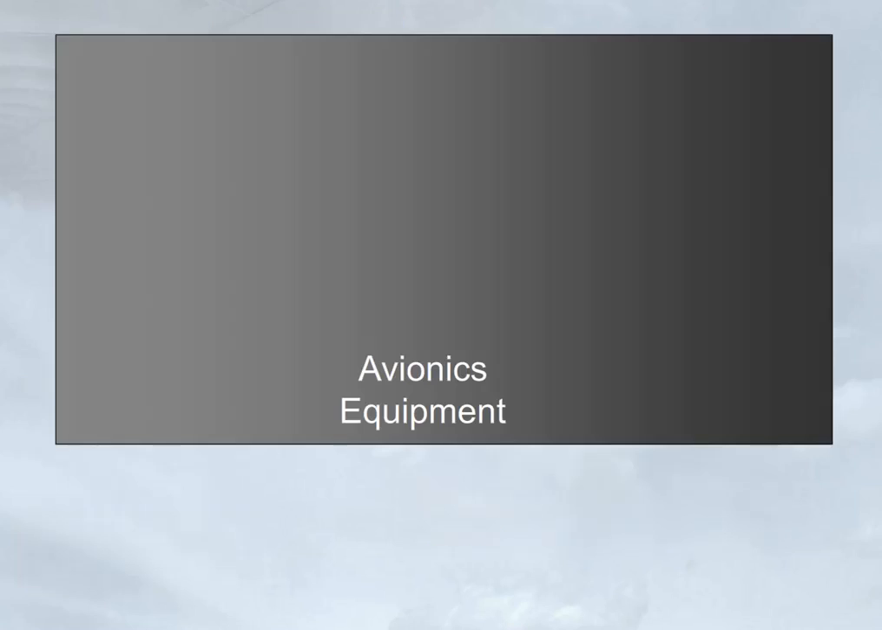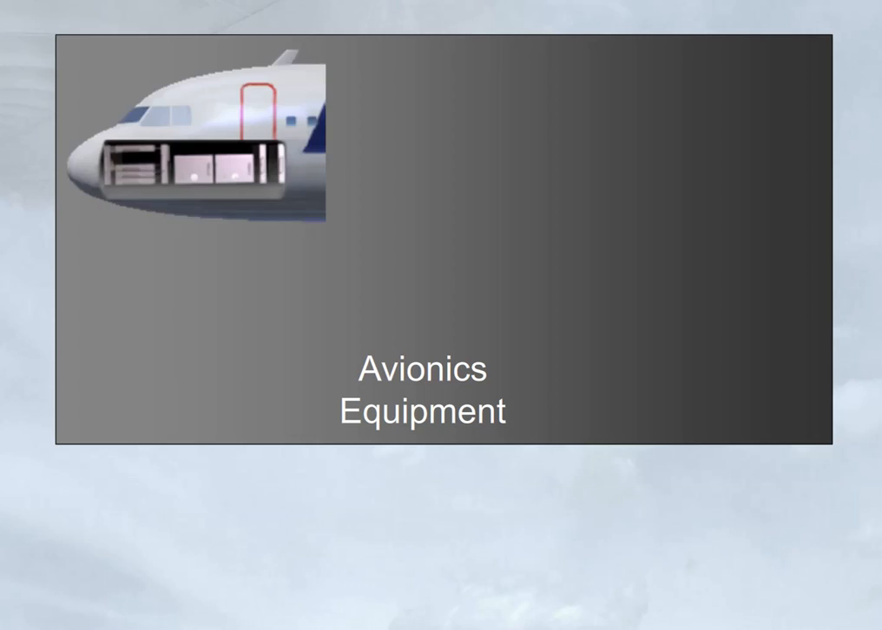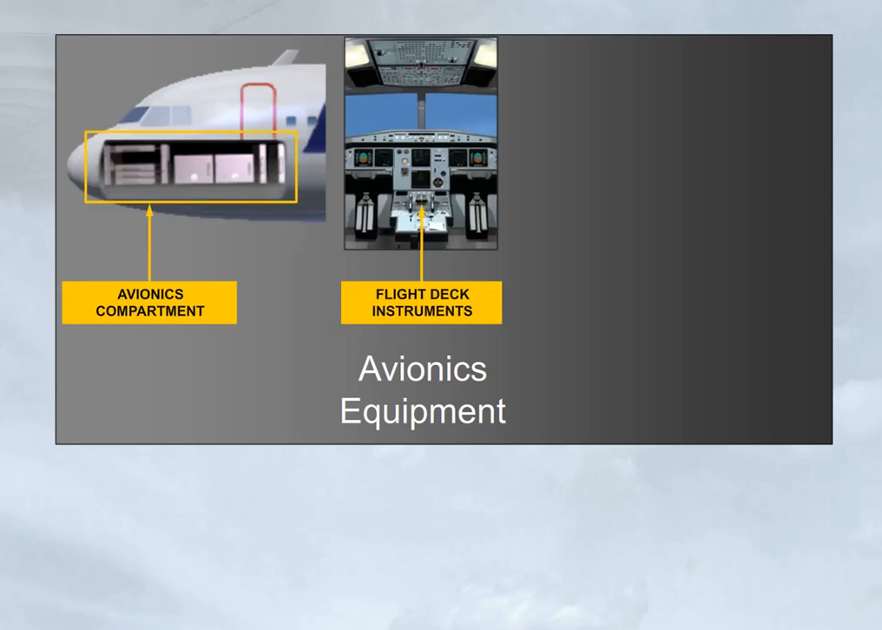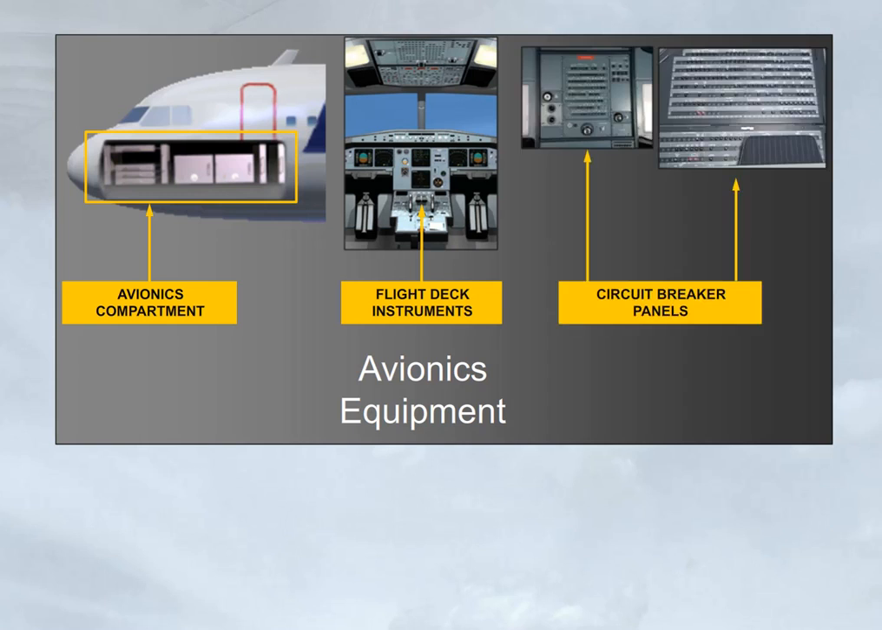The Avionics ventilation system provides cooling air for the avionics equipment. This equipment includes the avionics compartment, the flight deck instruments, and the circuit breaker panels. Let's now look at how the system works.